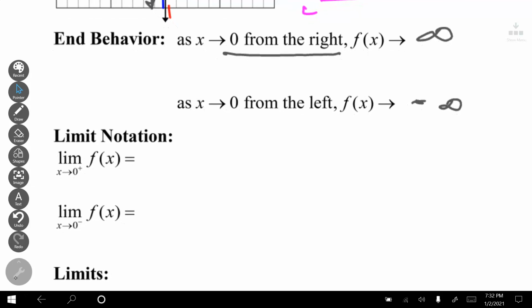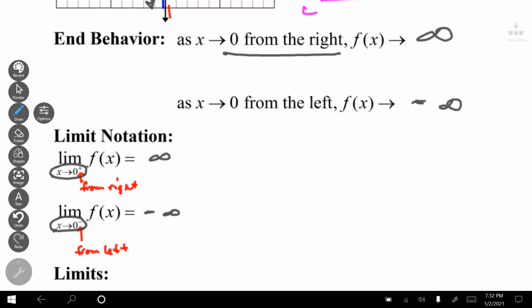This notation here, this little plus sign means from the right side. And this little negative sign here means from the left side. So when I see this, it says as x goes to 0 from the right, well, we said that was positive infinity. And this says as x goes to 0 from the left, this we said was negative infinity.